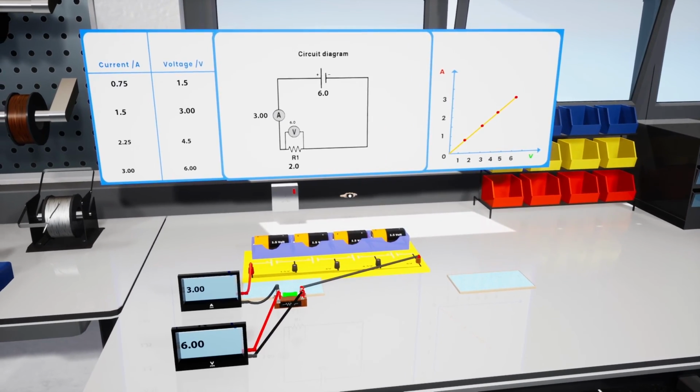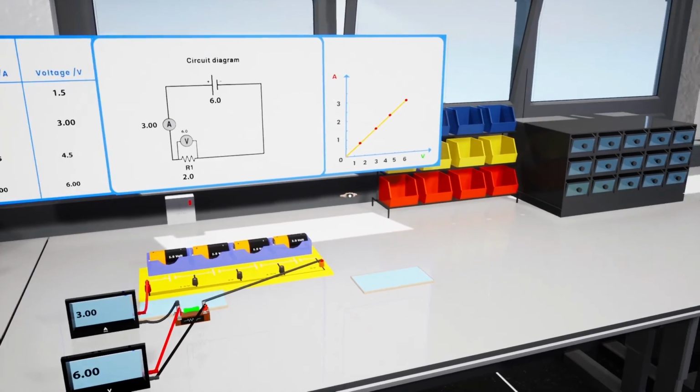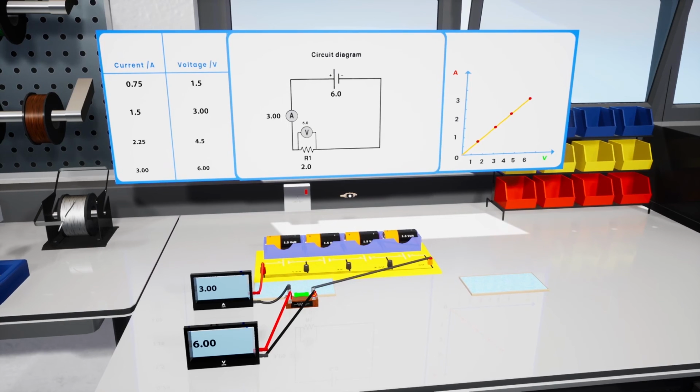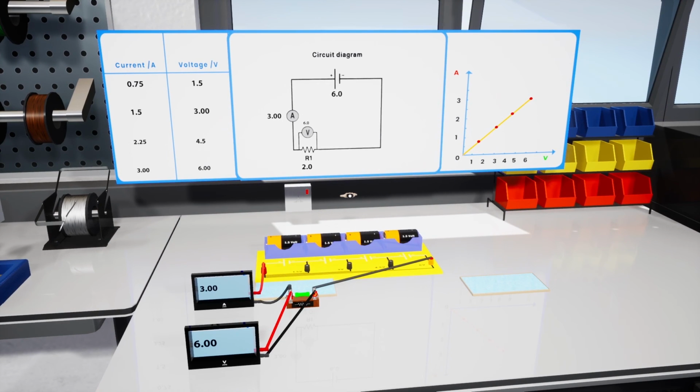As you can see, plotting the results on a current versus voltage graph and adding a line of best fit, we get a straight line through the origin. This confirms that a resistor obeys Ohm's law since the voltage is proportional to the current for a fixed resistance.